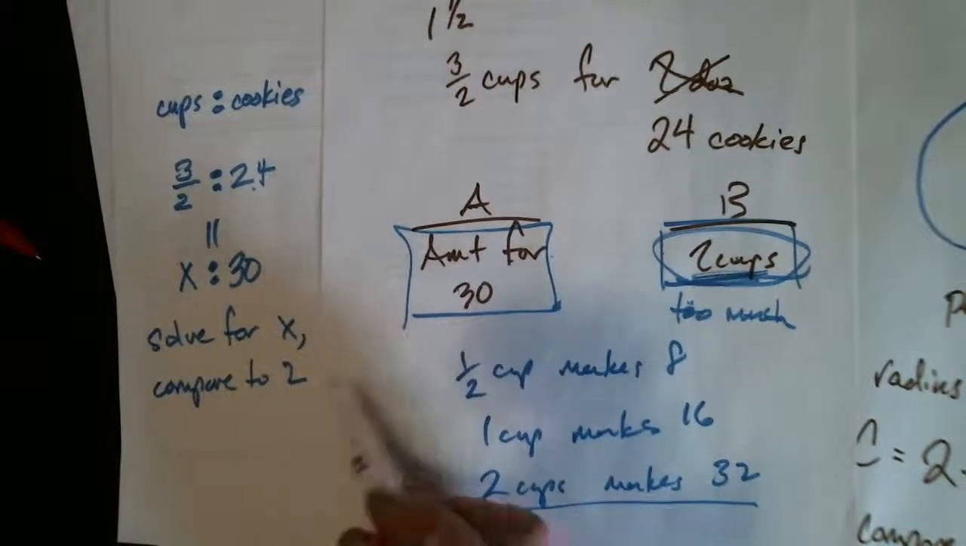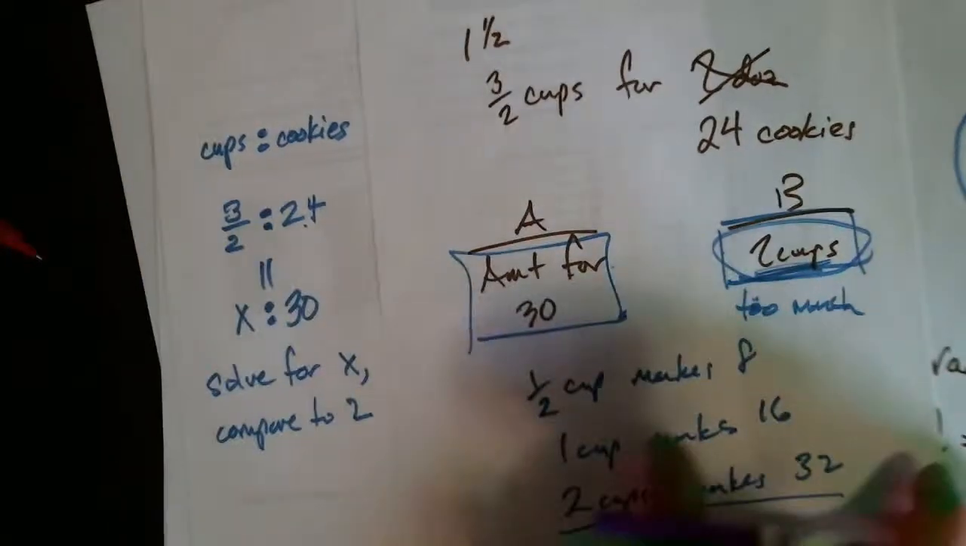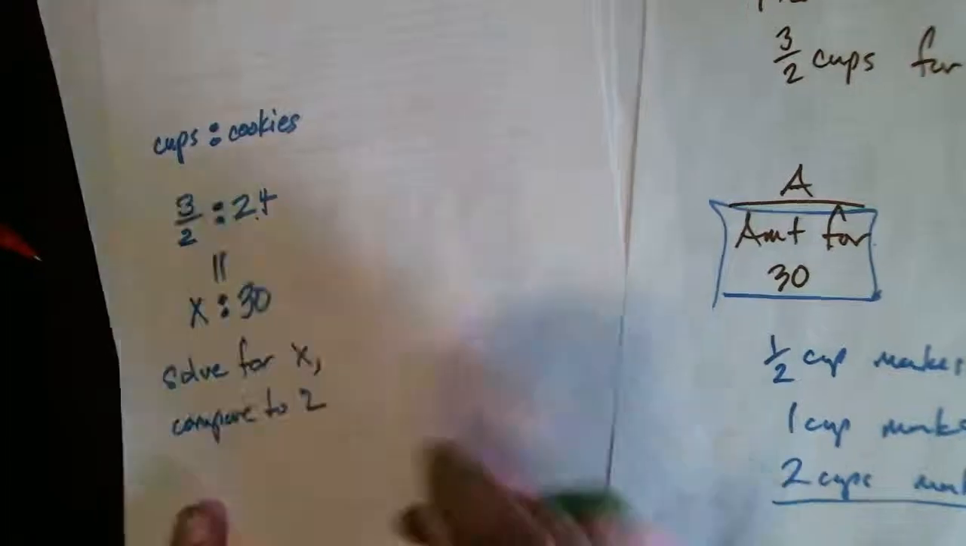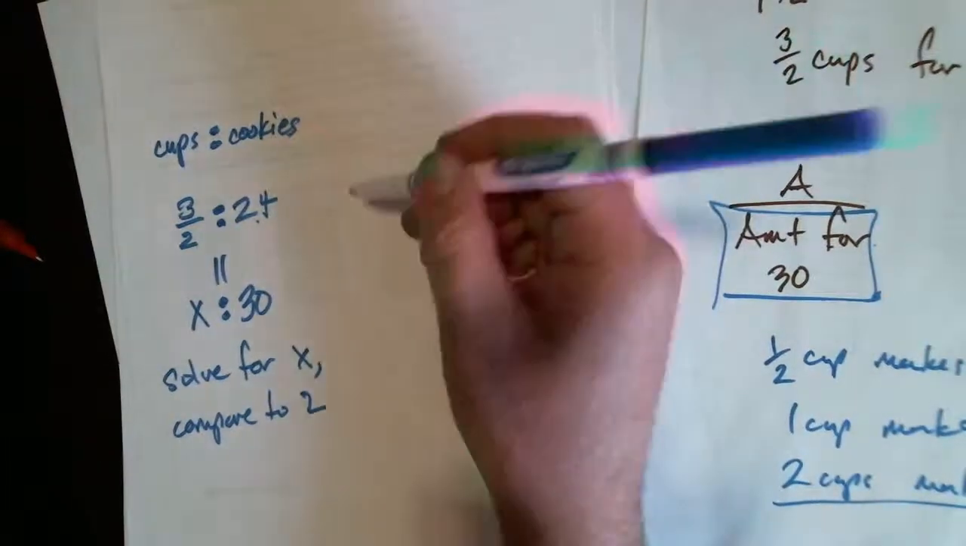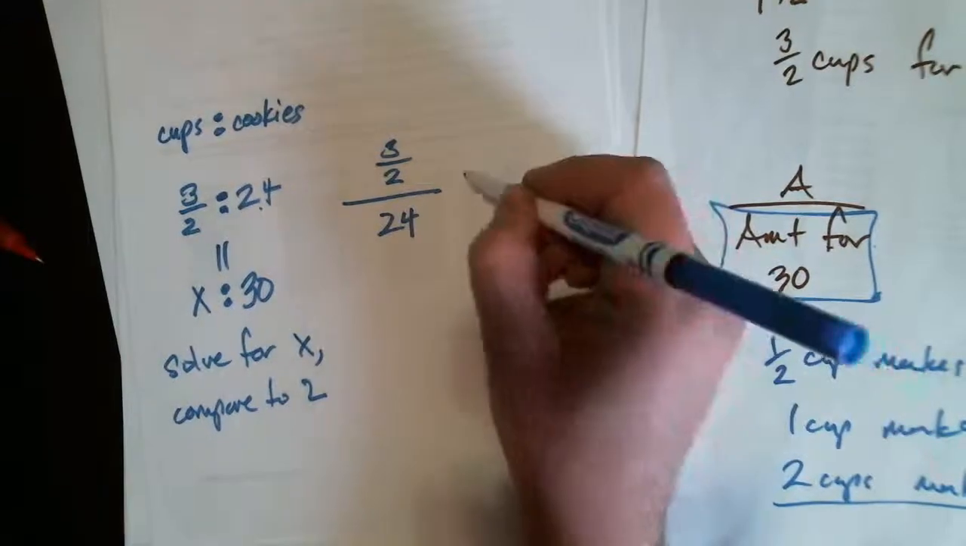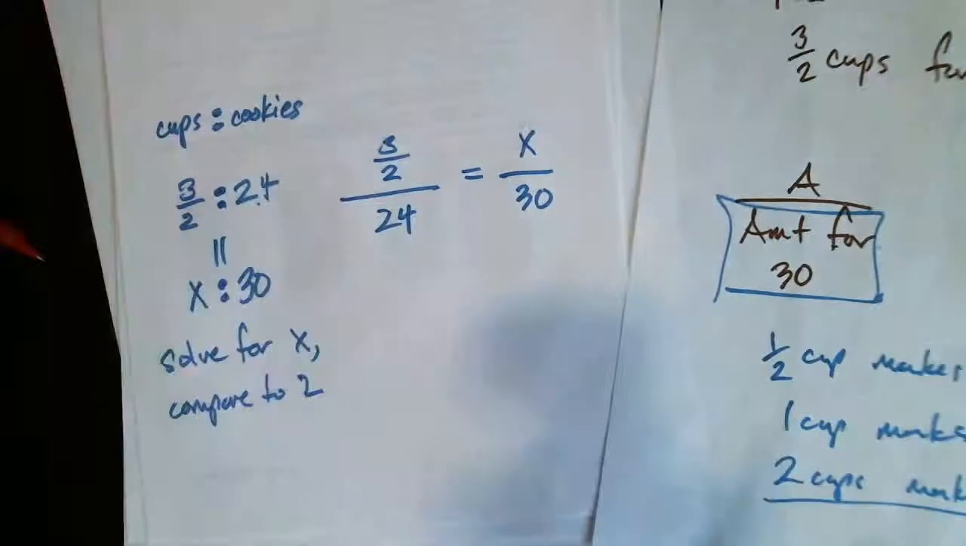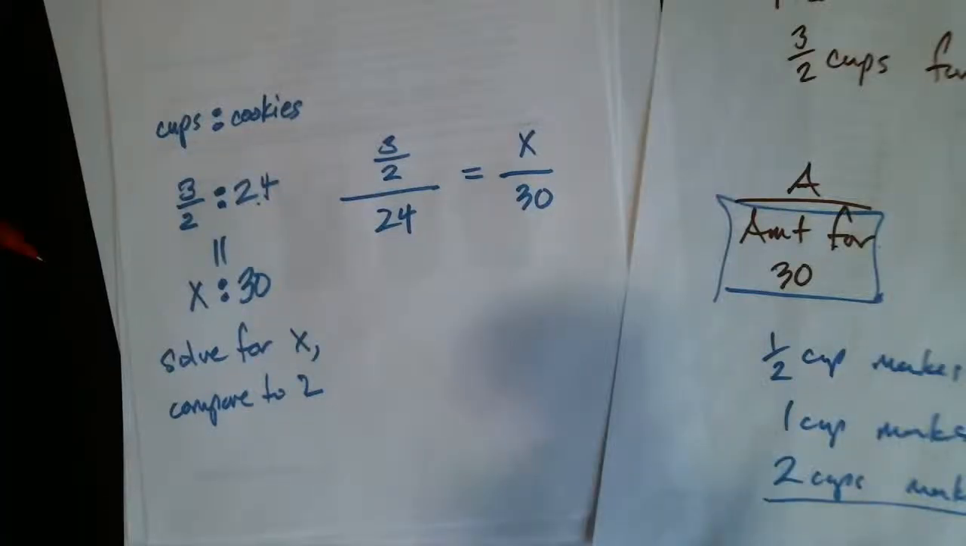And the way you're going to solve for x, probably the easiest way, is to just do fractions. Like 3/2 divided by 24 equals x over 30. I gave you that. So solve for x. That's your challenge, right?